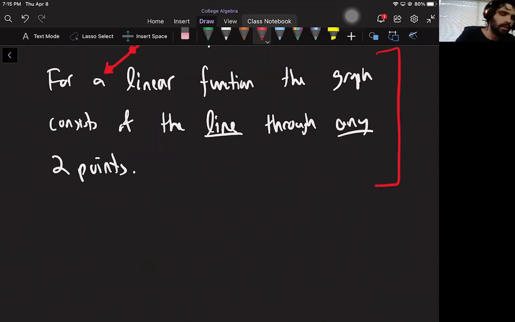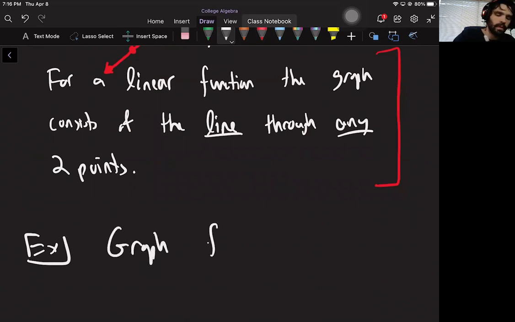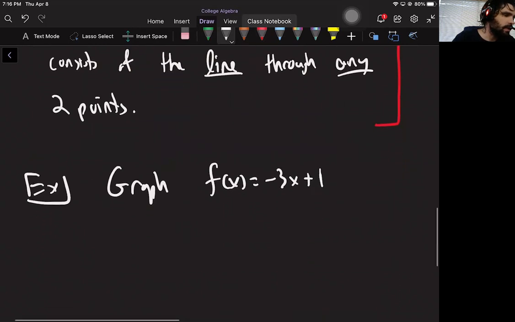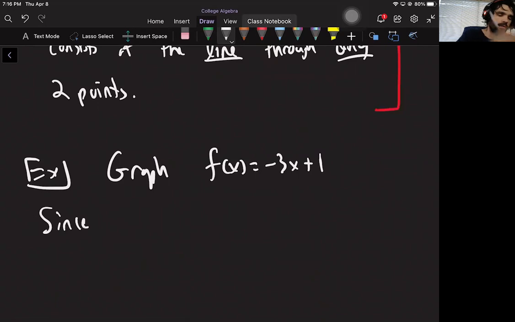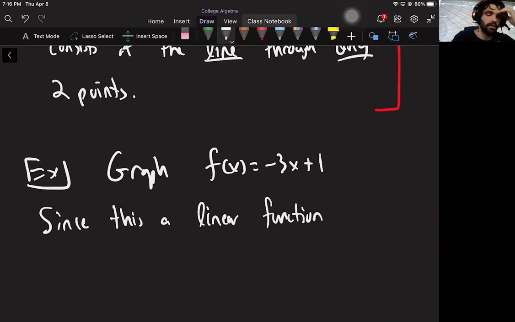So let's continue. Now let's do another little example for practice. So let's graph this linear function. According to what I just said, we'll learn a faster way in a second, but right now, since this is linear, to accomplish this goal of graphing, I just need to get 2 points. So all I do is get 2 points.